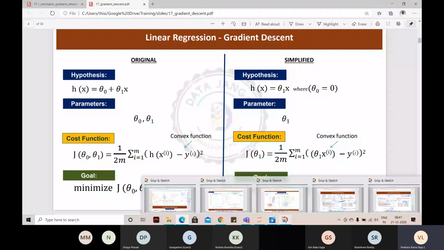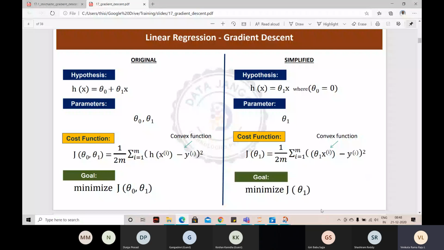You got it, right? 1 by 2m, why we took 2 here? It's just mathematical manipulation. That's just to avoid this 2 here. That guy actually took 1 by 2m there. I think you can see my drawing now, right?